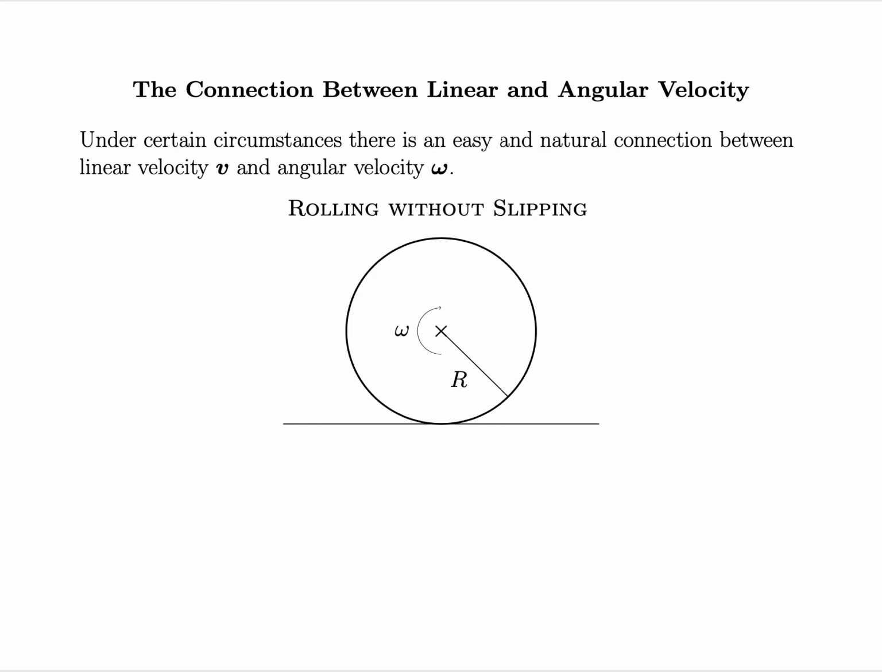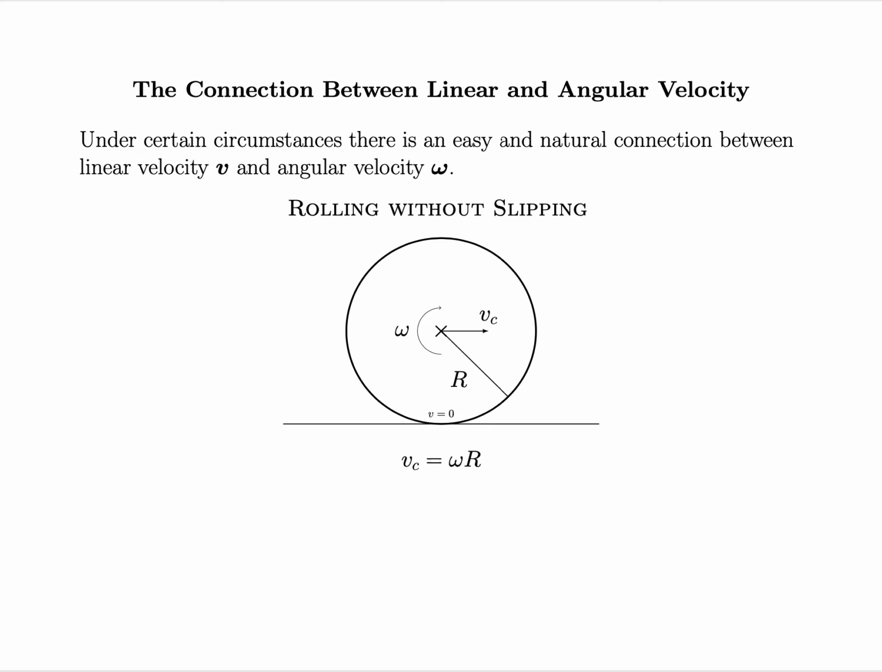The axis of rotation in my diagram here is still marked by the cross at the center. And the object has a fixed radius now equal to capital R. Now you might ask the question, if something rolls without slipping at some angular speed omega, how fast is the center of the object actually moving? Well, the answer is pretty simple because it's the same formula that we had before.